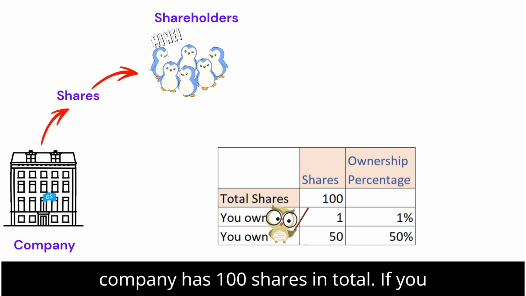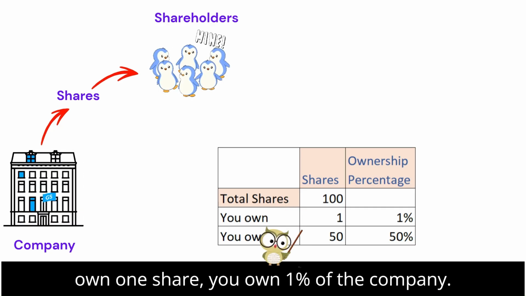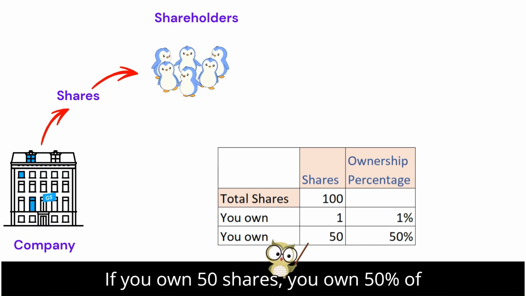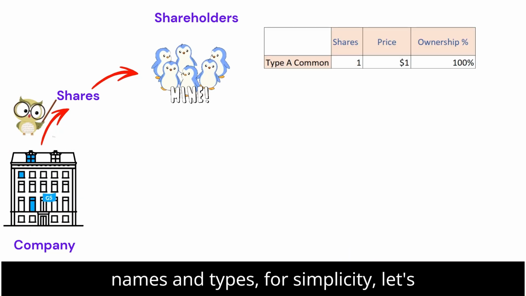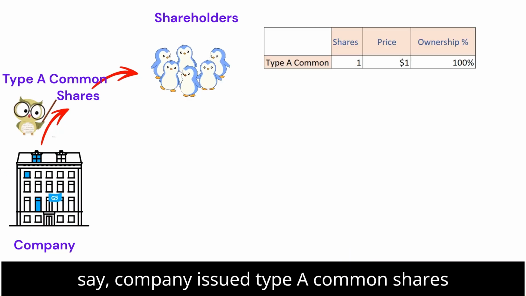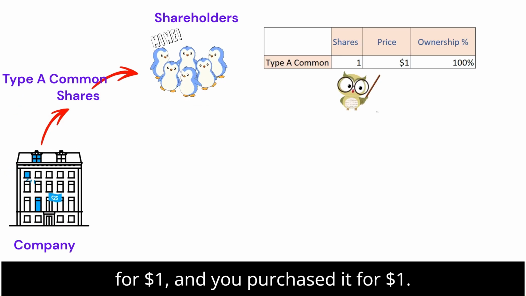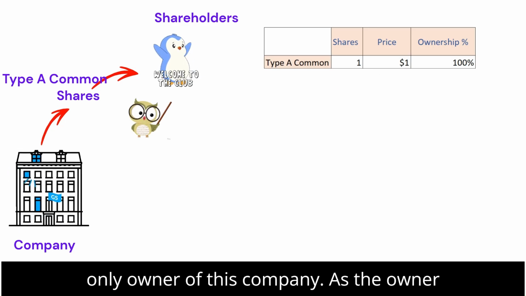Let's say a company has 100 shares in total. If you own one share, you own 1% of the company. If you own 50 shares, you own 50% of the company. These shares have different names and types. For simplicity, let's say the company issued type A common shares for $1, and you purchased it for $1. To keep the example simple, you are the only owner of this company.